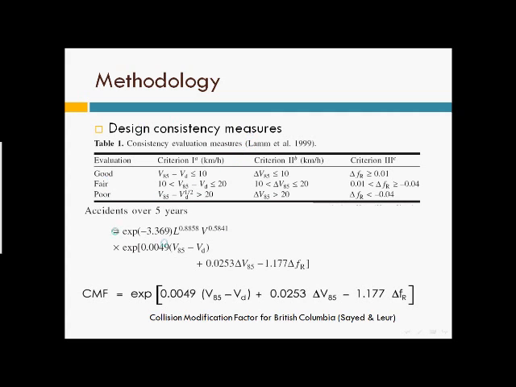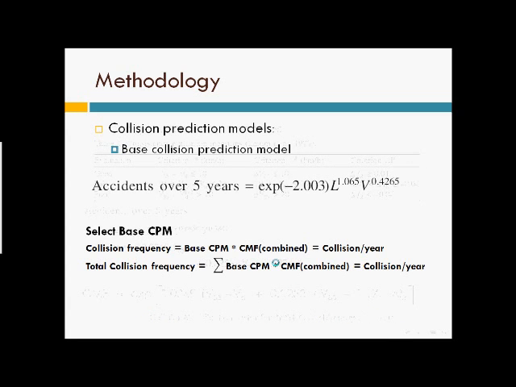Also, to convert these design consistency measures to CMF values, we can use a collision modification model also developed by Dr. Sayed and Leur for British Columbia, using this equation. And as you can see, there's a plus, because if this increases, it will increase the collision modification factor. But if, for example, this is a minus and it increases, it will decrease the collision modification factor, and this will be a better design.